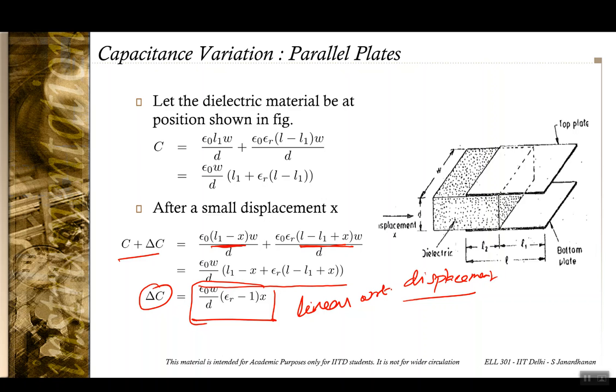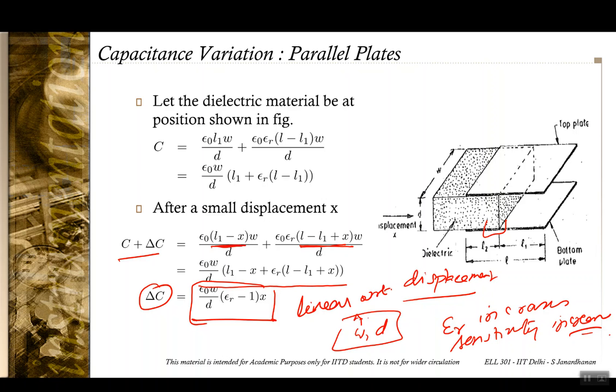Again, it is linear with respect to displacement. Using this method, you can measure the displacement. What is to be noted is that if epsilon r increases, sensitivity also increases. And of course with W and D, the usual way: larger W will increase sensitivity and smaller values of D are going to increase sensitivity.